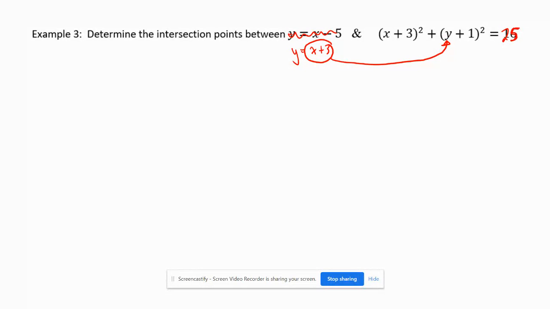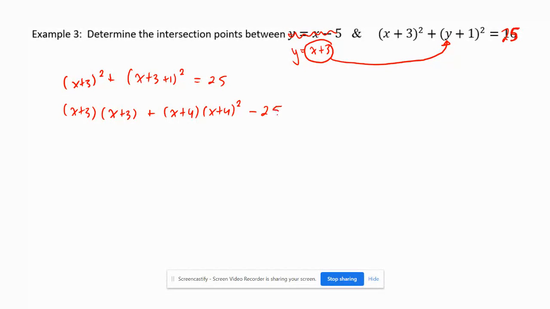So when we do this, we're left with x plus 3 squared plus x plus 3 plus 1 squared equals 25. And now this is just a quadratic. Okay, so I'm going to go and expand this out like this. And at the same time, guys, I'm just going to subtract 25 from both sides, set one side equal to 0. And now I'm going to expand these binomials.